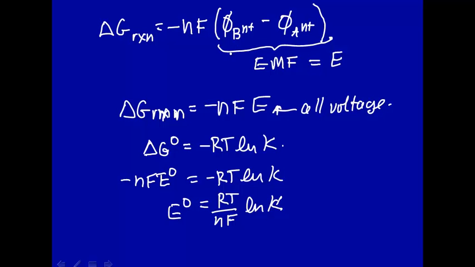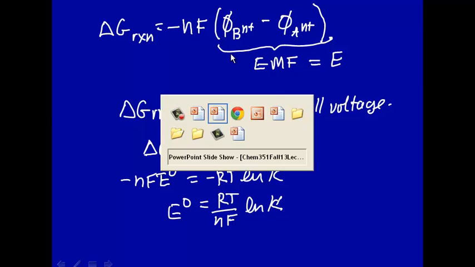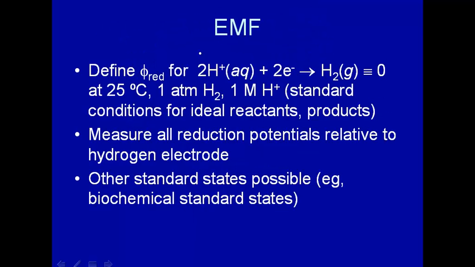To make an electrochemical cell, you need both the reduction and oxidation for it to work. So for this half reaction, putting 2 electrons on H plus to make H2 gas, you define that to be equal to 0 when the reaction is at 25 degrees, 1 atmosphere H2, and 1 molar H plus. These may be familiar to you from introductory chemistry. We use molar for standard state, and we use atmosphere for standard state. So most people define the reduction potential for H plus to be 0.